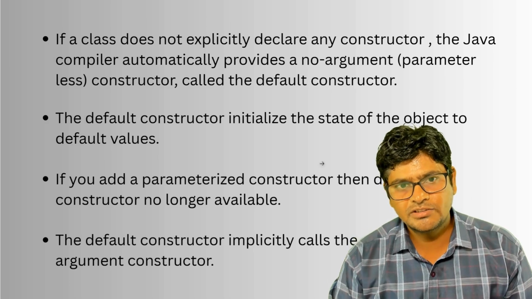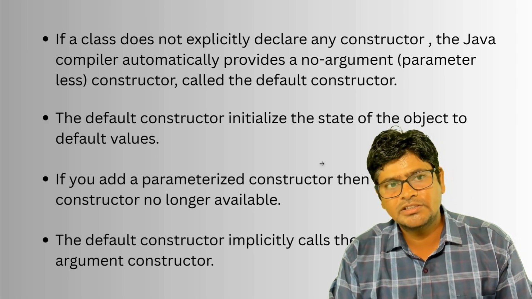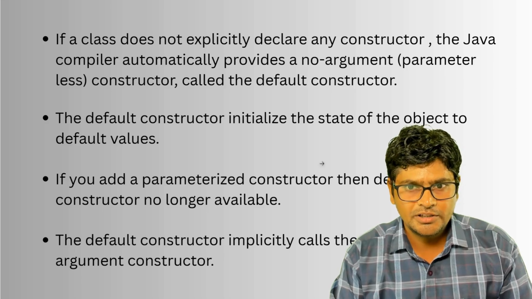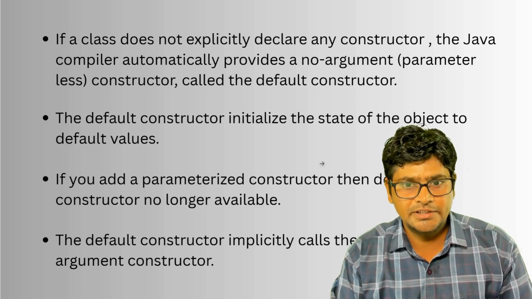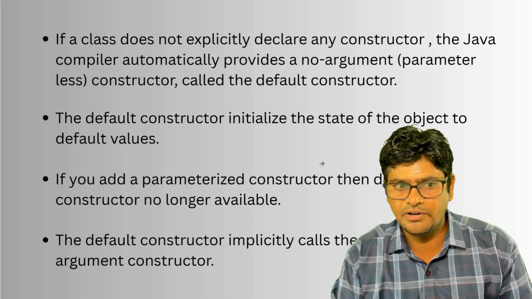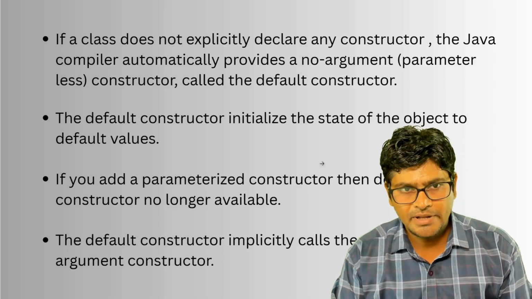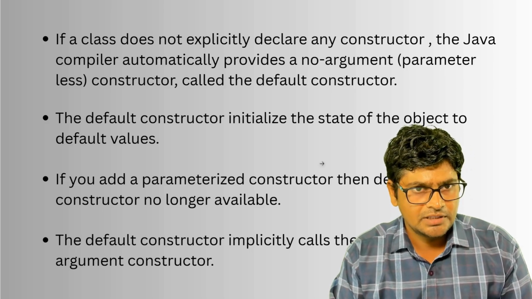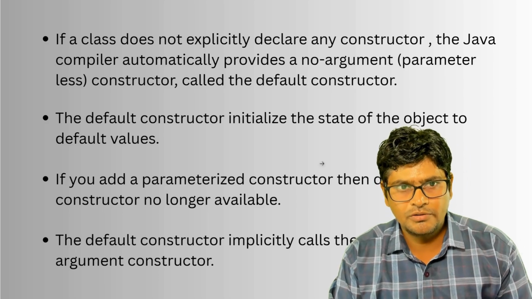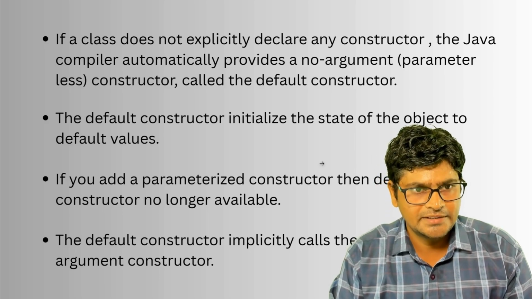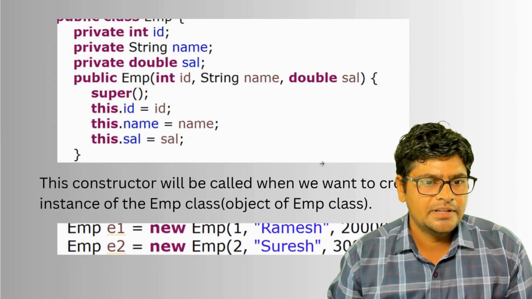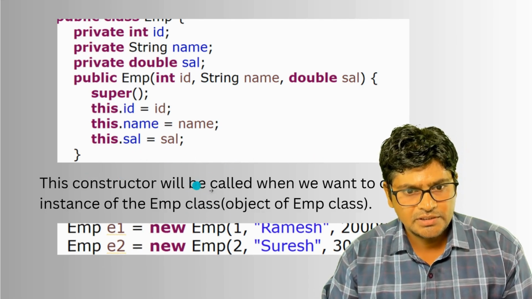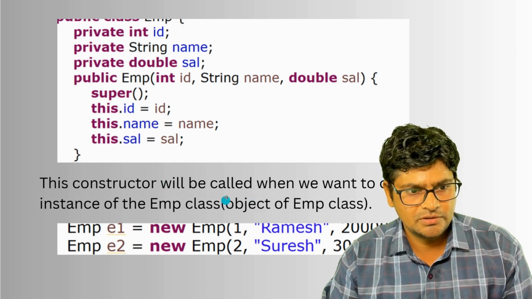If a class does not explicitly declare any constructor, the Java compiler automatically provides a no argument, that is parameterless, constructor called the default constructor. The default constructor initializes the state of the object to default values. And if you add a parameterized constructor, then the default constructor is no longer available. The default constructor implicitly calls the superclass no argument constructor. We can see all this through an example. Look at the calling of the constructor here. With the new keyword, the constructor is called when we want to create an instance of the Employee class.